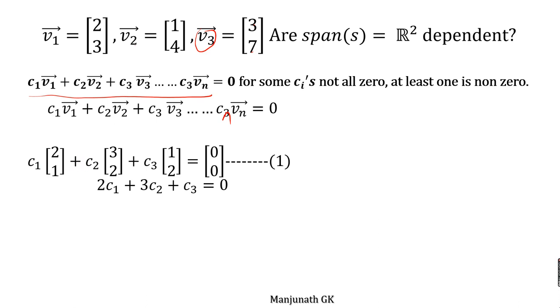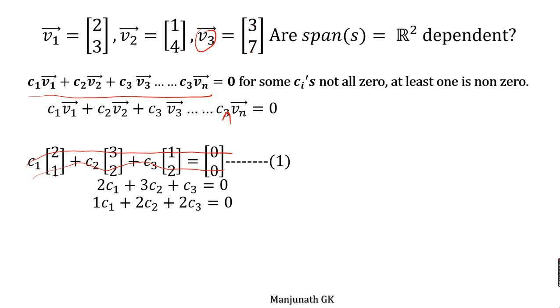The equation can be written in matrix form, and can also be written as 2 into C1 plus 3 into C2 plus 1 into C3 equals 0. All the first-row values are written here. Next, the second equation: 1 into C1 plus 2 into C2 plus 3 into C3 equals 0. Using the second row, the second equation is written here.